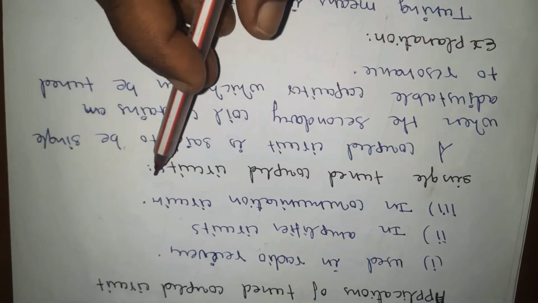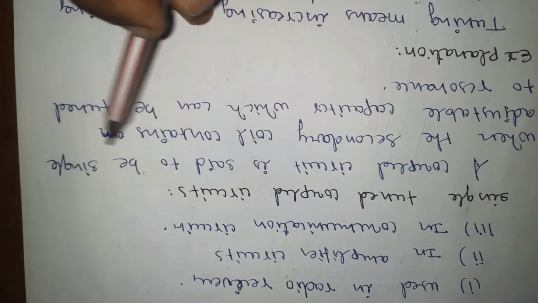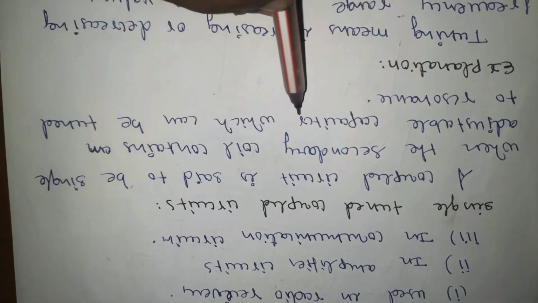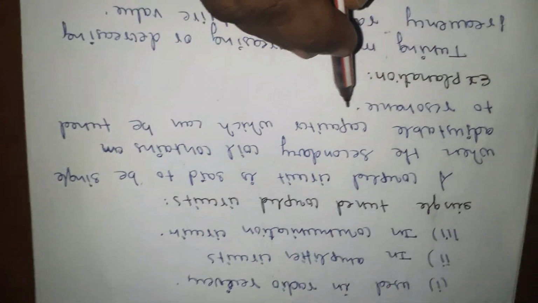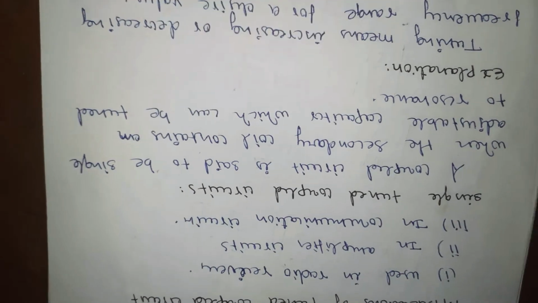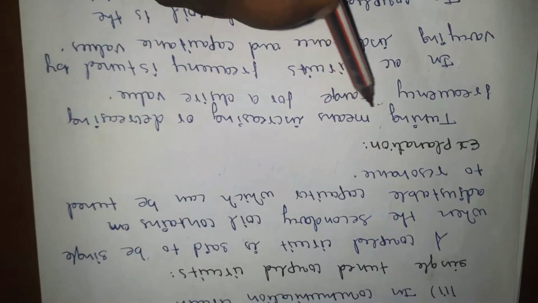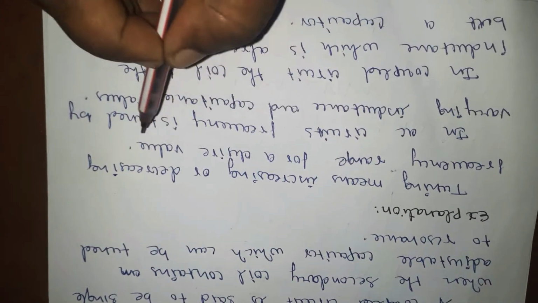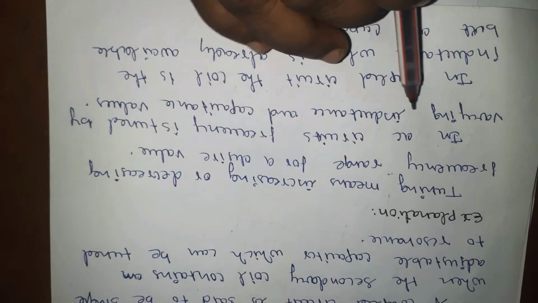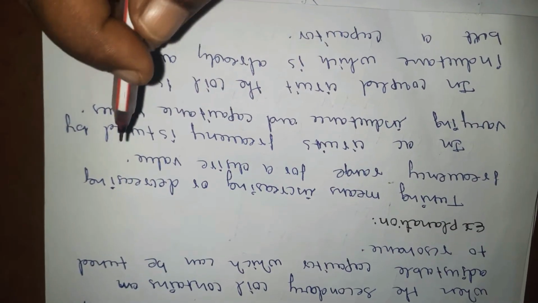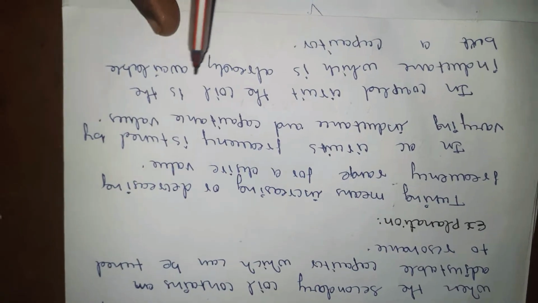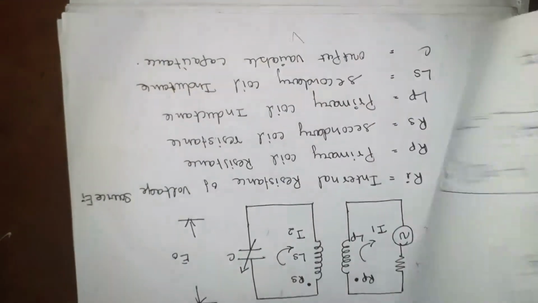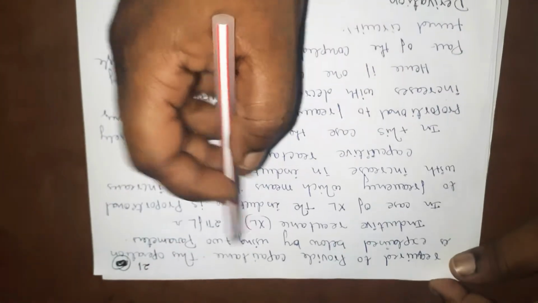Next, the single tuned coupled circuit. A coupled circuit is said to be single tuned when the secondary coil contains an adjustable capacitor which can be tuned to resonance. Explanation of single tuned coupled circuits. Tuning means increasing or decreasing the frequency range to a desired value. In an AC circuit, frequency is tuned by varying the inductance and capacitance values. In a coupled circuit, the coil is the inductance which is already available, but a capacitor is required to provide capacitance.